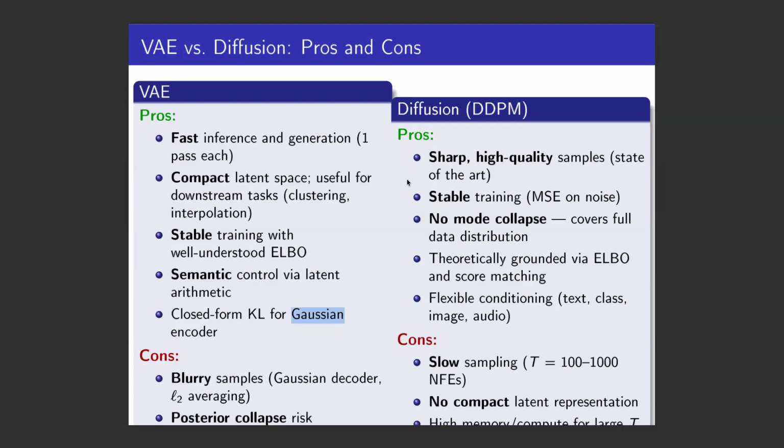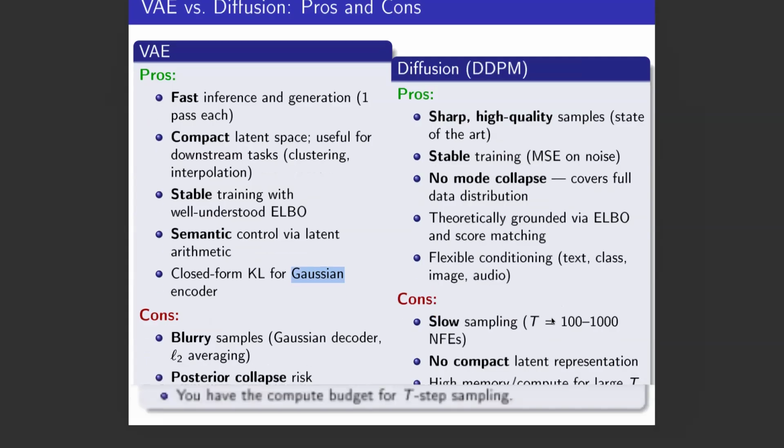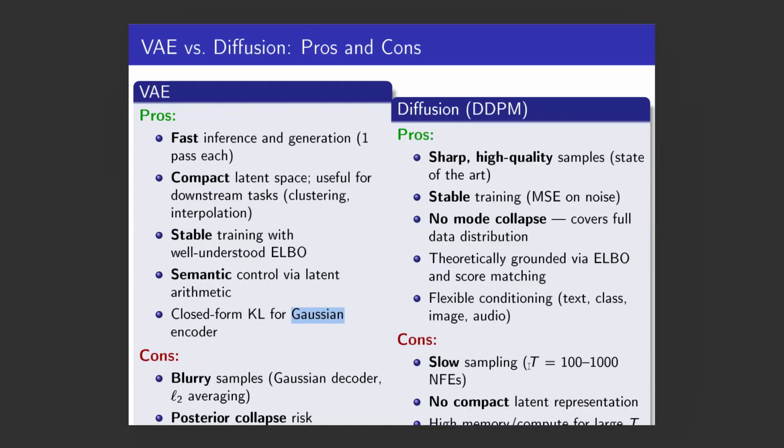If I take the diffusion models, in that case, you can have pretty sharp, high quality samples. It's normally stable. There is often not a collapse of the procedure. Theoretically grounded via ELBO and score matching. However, it can be pretty slow, and there is no compact latent representation. It's actually high memory and compute for large values of T. So the sampling here is actually done with at least 100 latent spaces. And clearly, when you run the codes which we have online, you will see that things are going to be pretty slow.